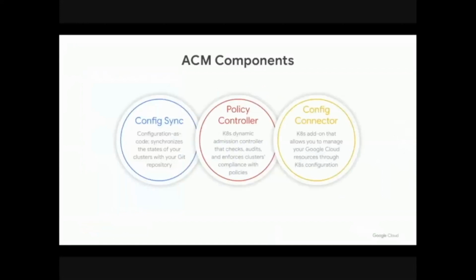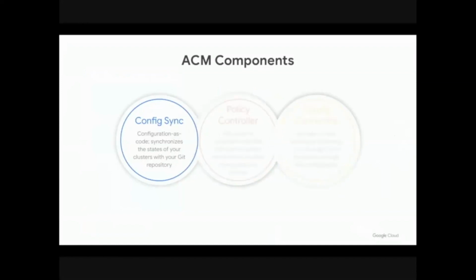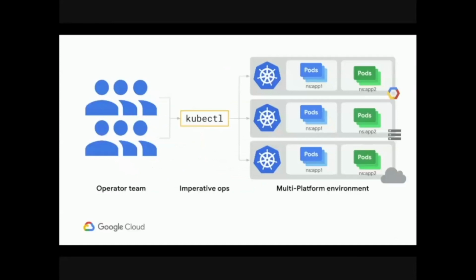Now, ACM is actually comprised of 3 components that we're going to be covering today. The first one is config sync, and we'll deep dive a bit more into each of these. We're starting with config sync, which is configuration as code. And what it does is it basically synchronizes the state of your clusters with your Git repository. So typically what we still see on a pretty regular basis is that a lot of teams are still using kubectl to apply changes to their environments. And so they're still doing things in a very imperative, using very imperative operations.